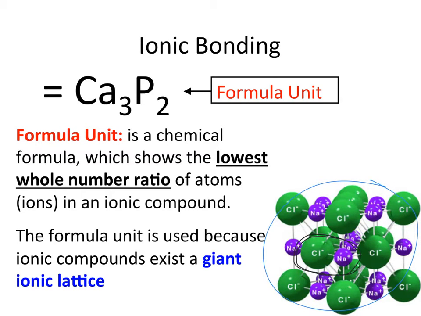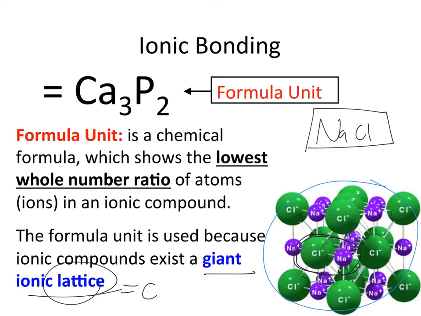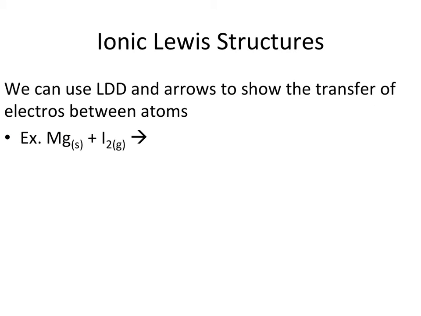In the case of sodium chloride, NaCl, we have a constant repeating pattern of NaCl beside an Na, beside a Cl. So we call this our formula unit of NaCl, and it's the lowest whole number ratio of atoms in that compound. So once again, ionic compounds exist as this lattice, which also is called a crystal. In this case, when we talk about ionic compounds, we can use Lewis dot diagrams and arrows to show the transfer of electrons between atoms.